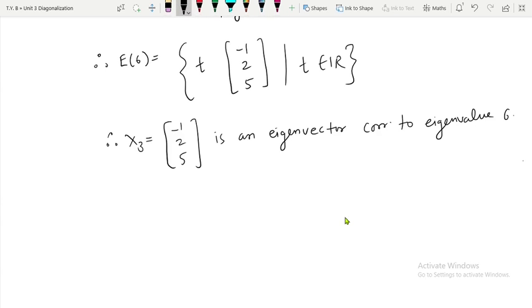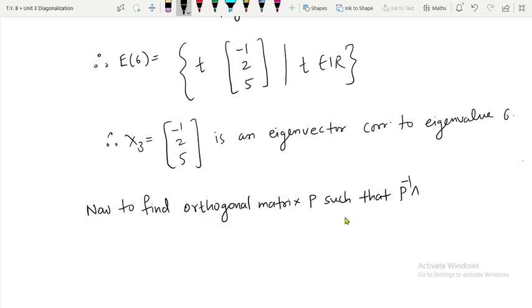I will write it here. Now to find the orthogonal matrix P such that P inverse AP is equal to what? A diagonal matrix, isn't it?